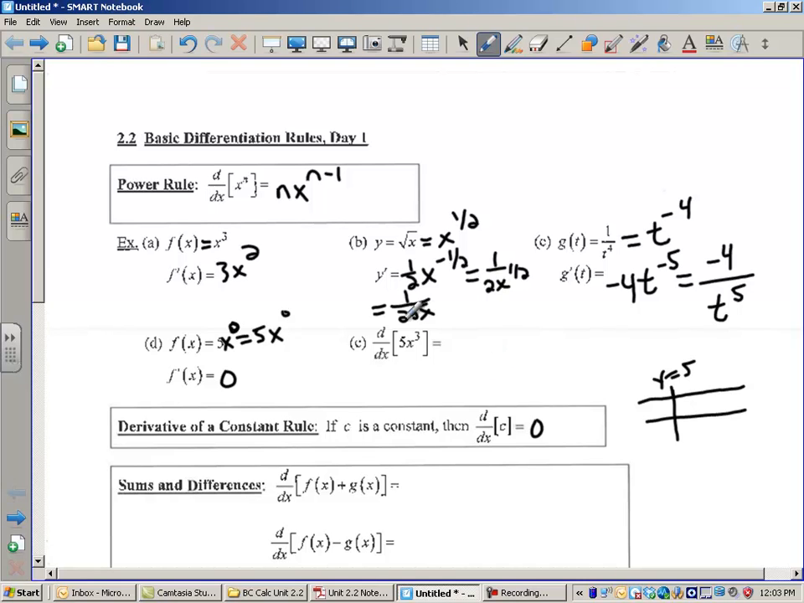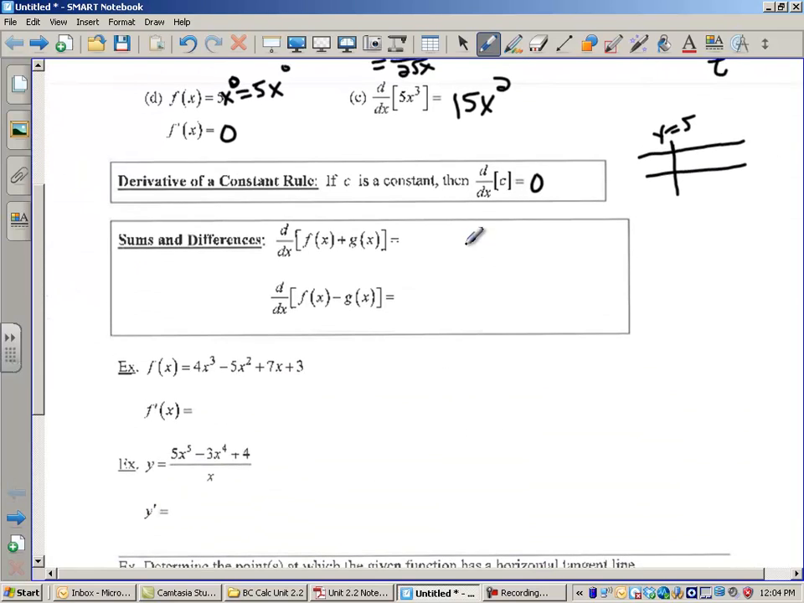All right. Then here we've got the derivative of 5x cubed. What do we do if there's already a number here? Well, we still can use our power rule. We're just going to keep the 5 there. We're going to bring the 3 down and multiply times the coefficient of the x cubed, and then subtract 1 off. So that's just 15x squared.